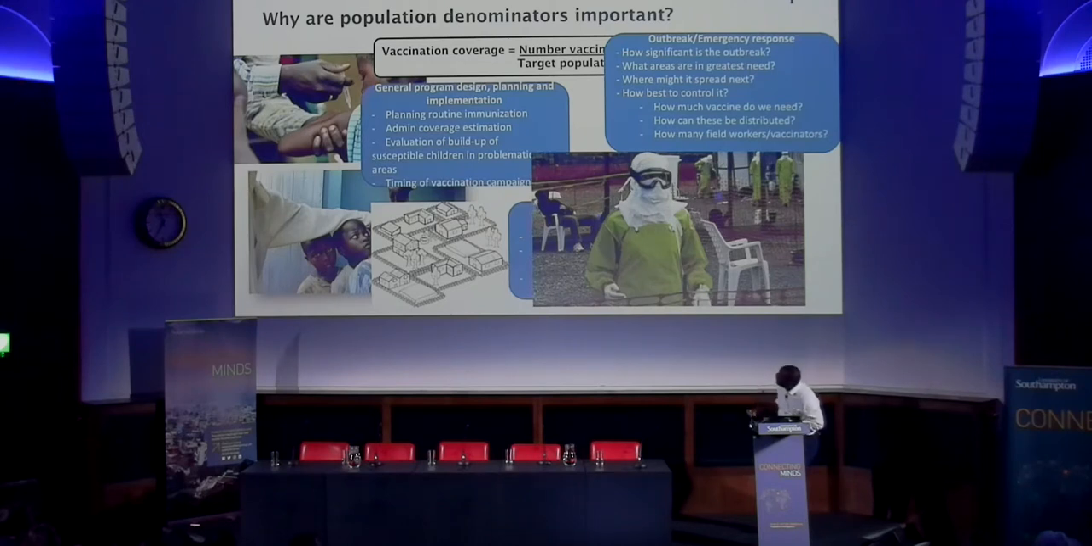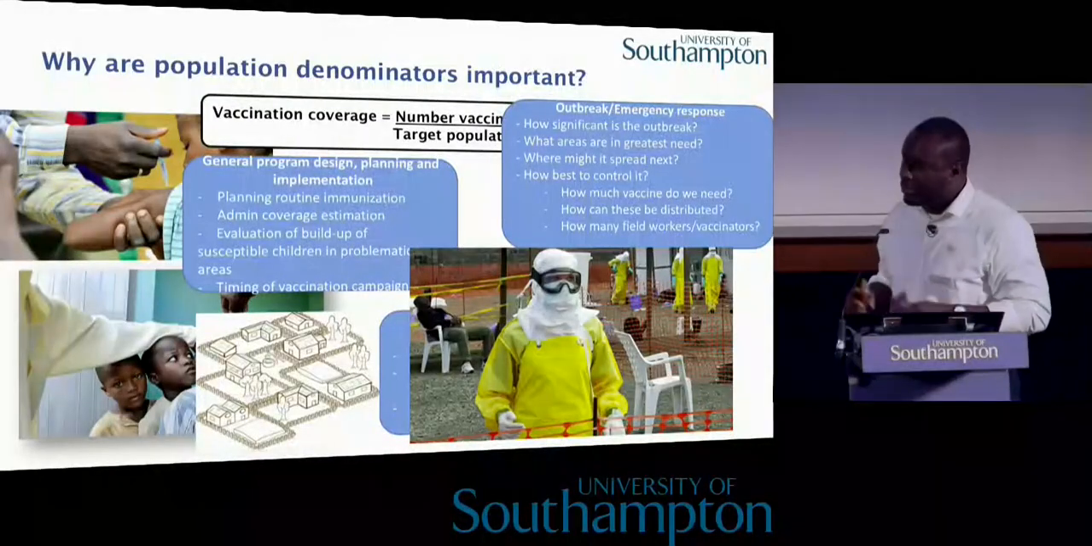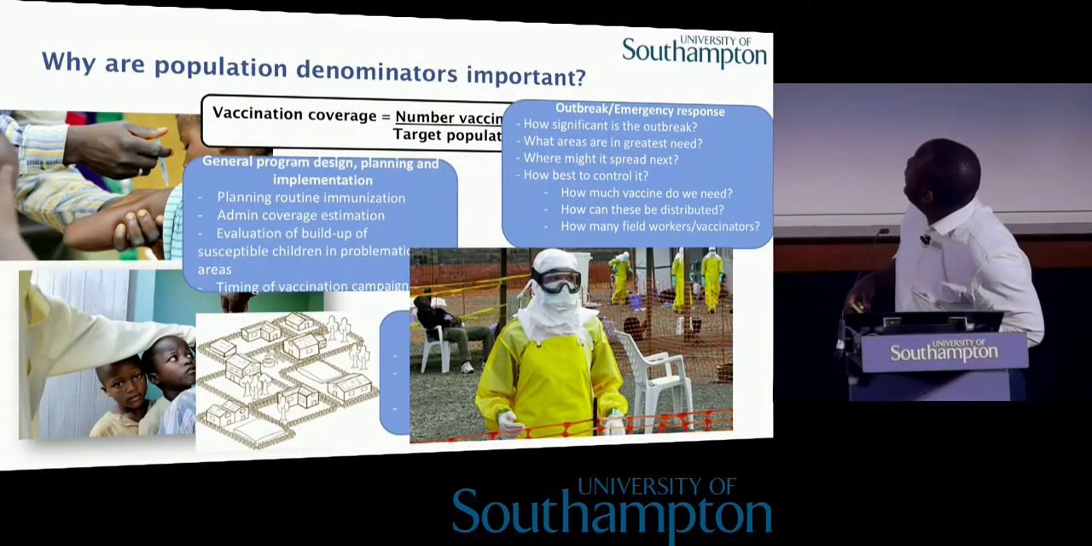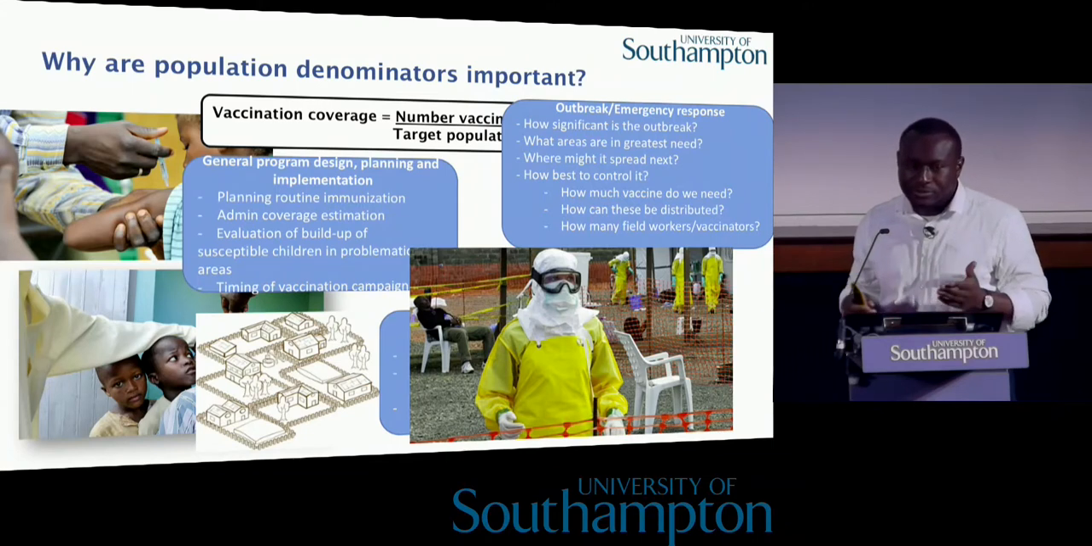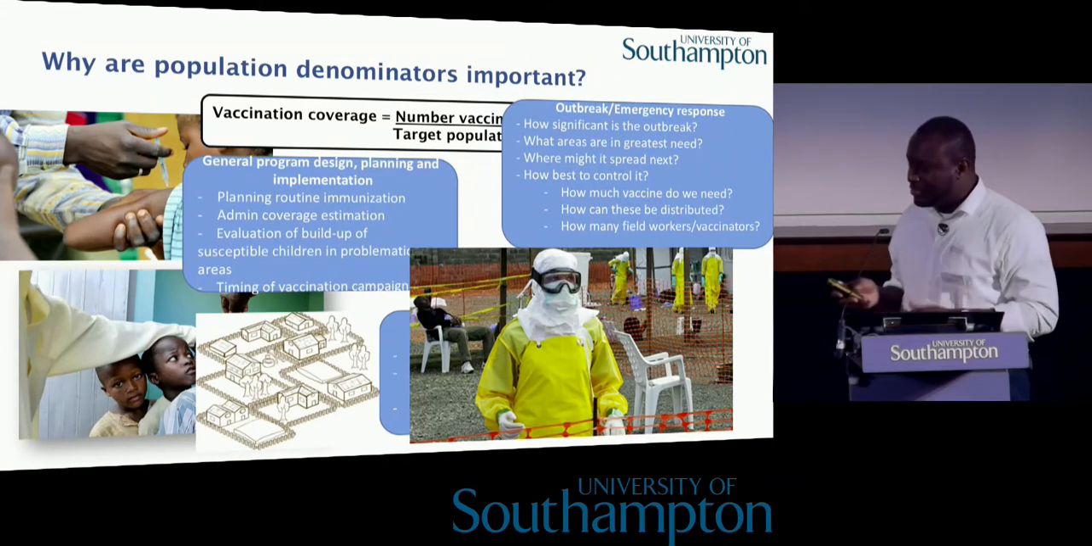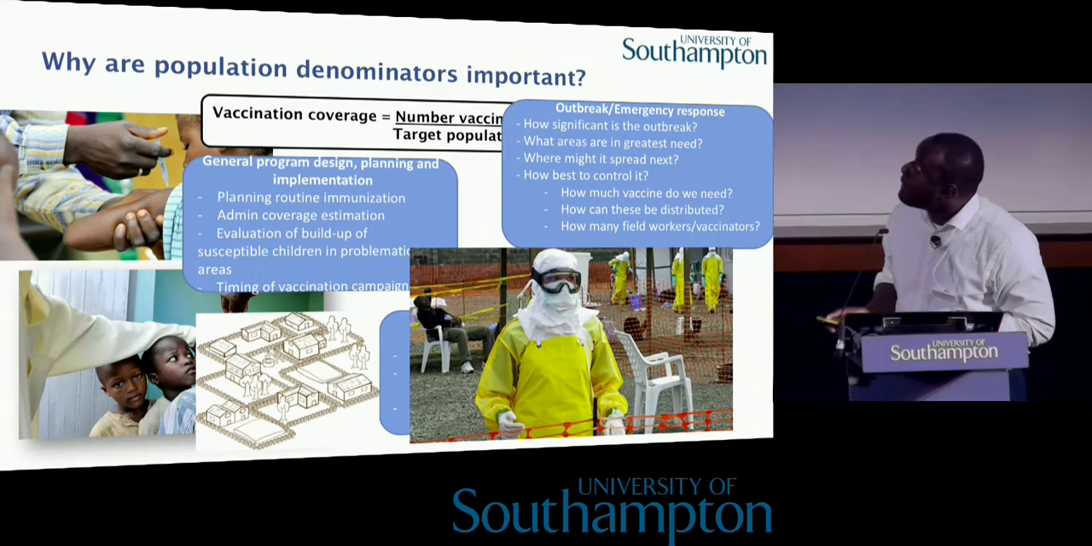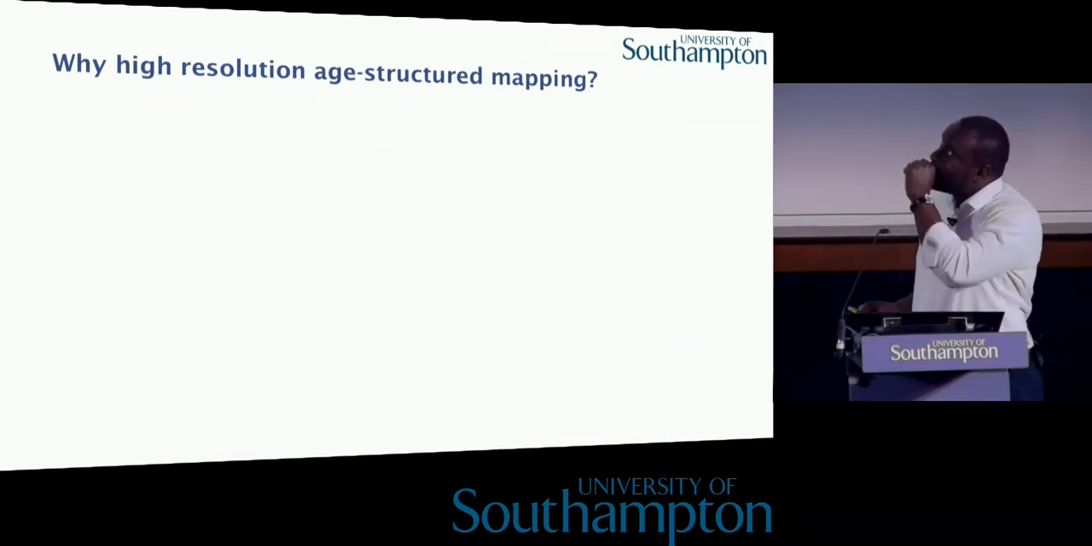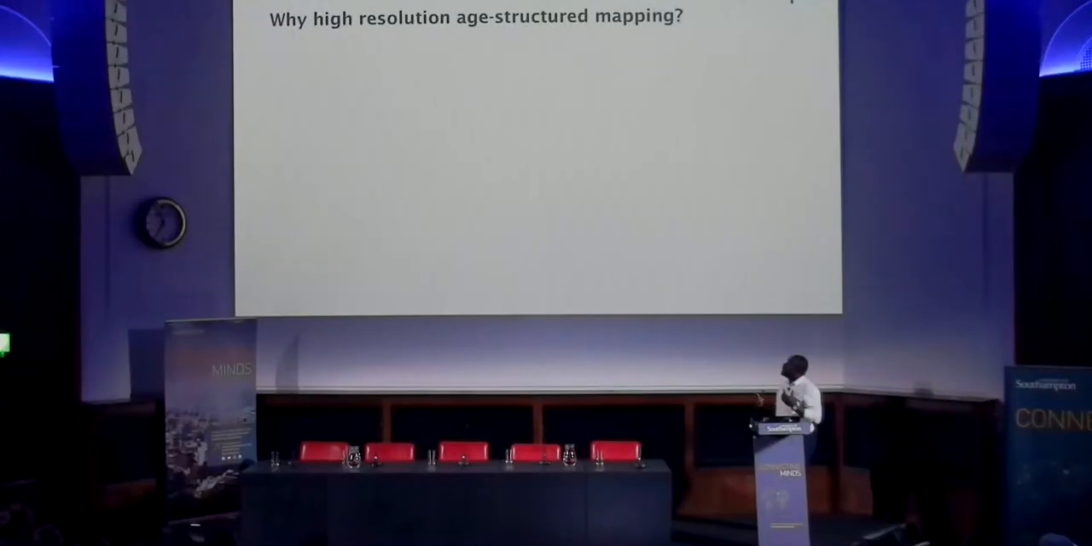We need to identify areas that are in greatest need, and we need to figure out how best to control this outbreak, how much vaccines that we need, how to distribute cold equipment that is used to store these vaccines. And we need to know how many field workers to send to different areas in order to be able to control the outbreak. So in this work, we try to focus on high-resolution, age-structured mapping of vaccination coverage.